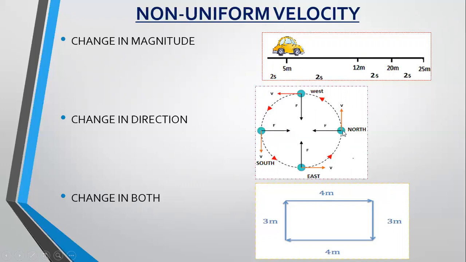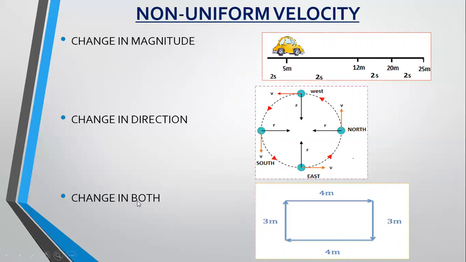Here the direction of stone, it wants to go towards the north, but the force applied by the string on the stone is compelling the stone to keep moving in a circular path. Again, at this point, it wants to go to the west, but the force applied by the string on the stone compels the stone to move in a circular path. Again here, the direction is changing. Over here again, the direction is changing. Now the speed is same, but since direction is changing, we will say that the body is moving with non-uniform velocity.